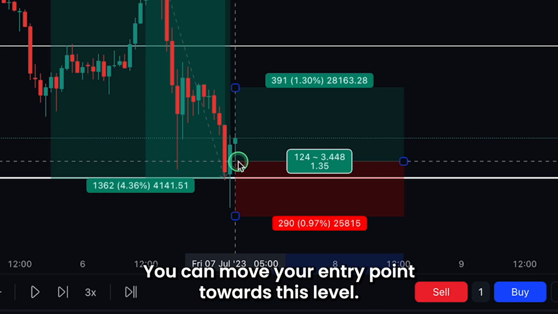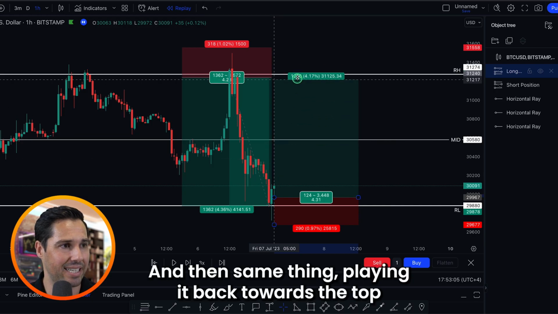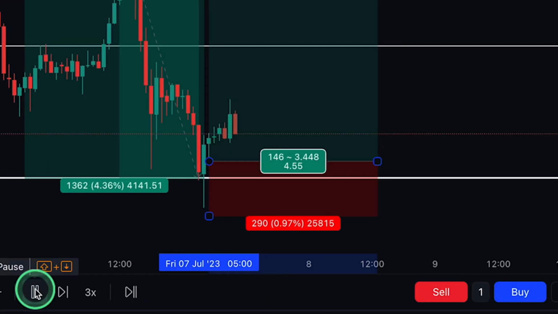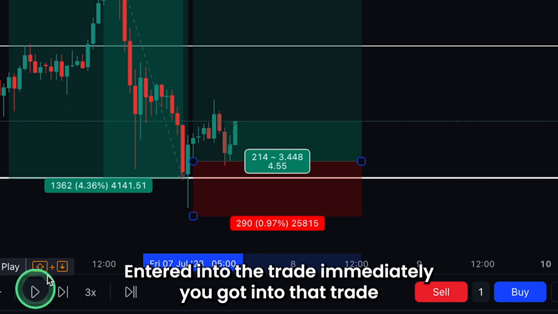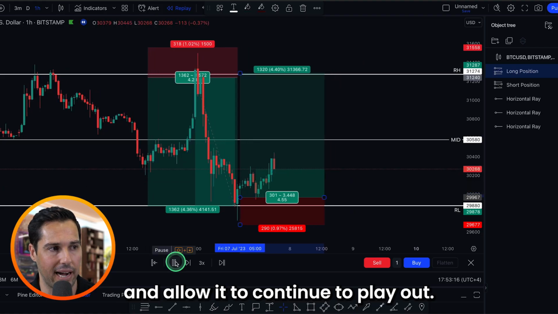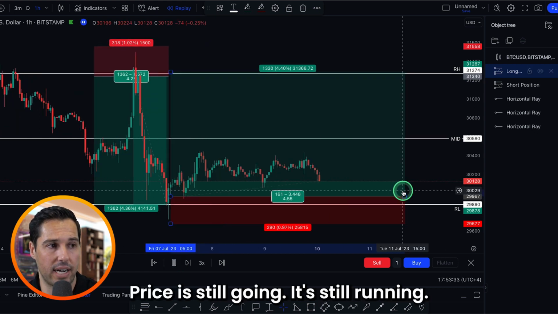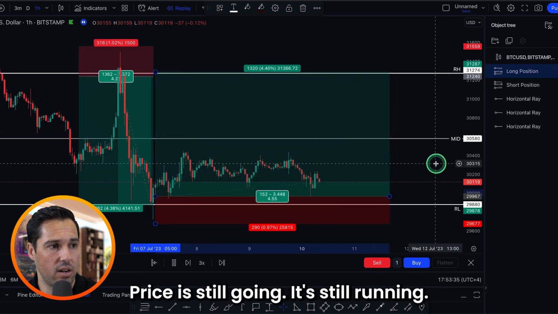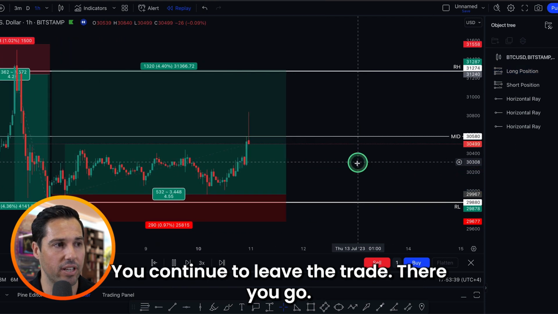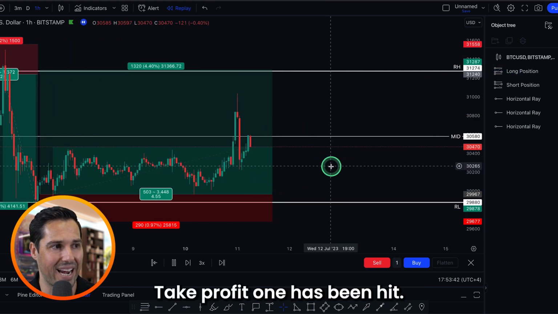You can move your entry point towards this level, and then same thing, playing it back towards the top and allow price action to continue. There you go. Entered into the trade. Immediately you got into that trade and allow it to continue to play out. See what happens. Okay, price is still going. It's still running. Almost stopped out at this point. It's okay to be stopped out. You continue to leave the trade. There you go. Take profit 1 has been hit.